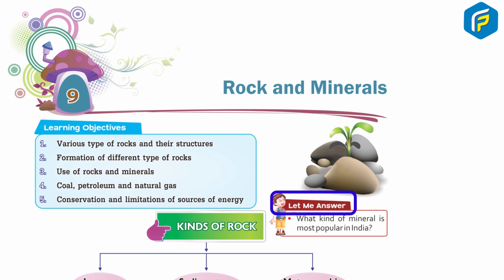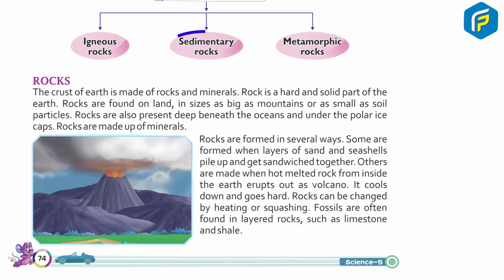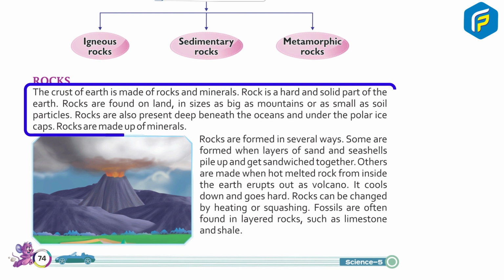Let me answer. What kind of mineral is most popular in India? Kinds of rock: igneous rock, sedimentary rock, metamorphic rock. Rocks. The crust of the earth is made up of rocks and minerals. Rock is a hard and solid part of the earth.